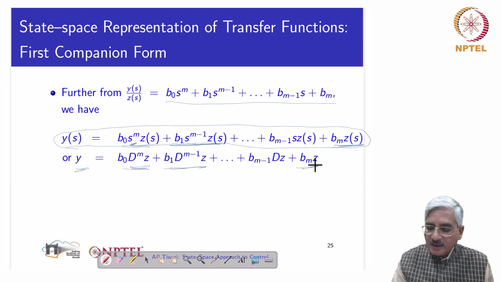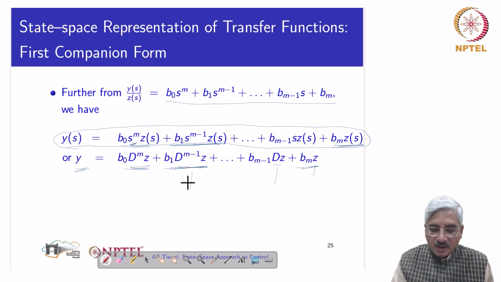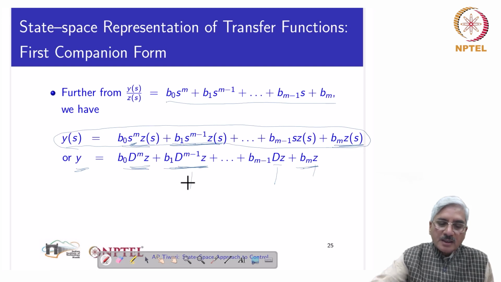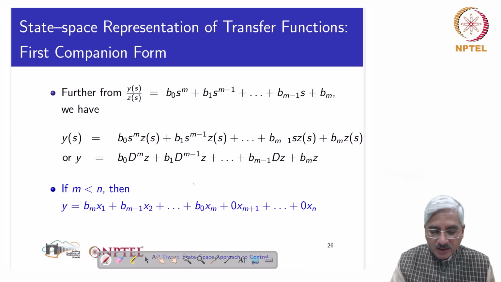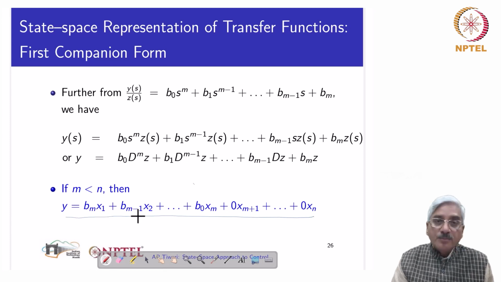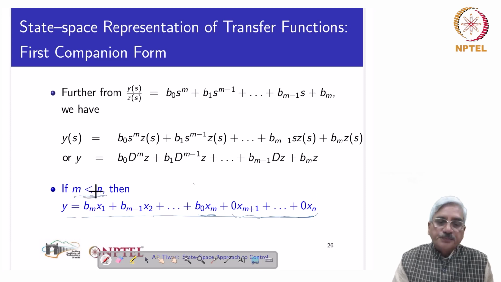Now we identified z as x1, dz as x2, d power m minus 1 z as xm, and so on. So y gets represented in terms of the state variables like this: y equal to bm x1 plus bm minus 1 x2 etc. up to b0 x(m+1), and the remaining terms are 0, so 0 times x(m+2) etc. up to 0 times xn. This is when m is less than n.